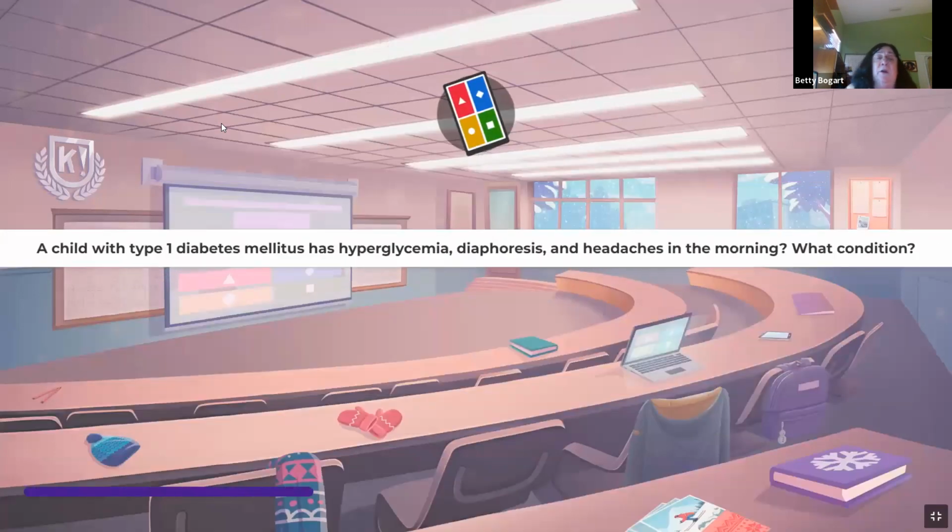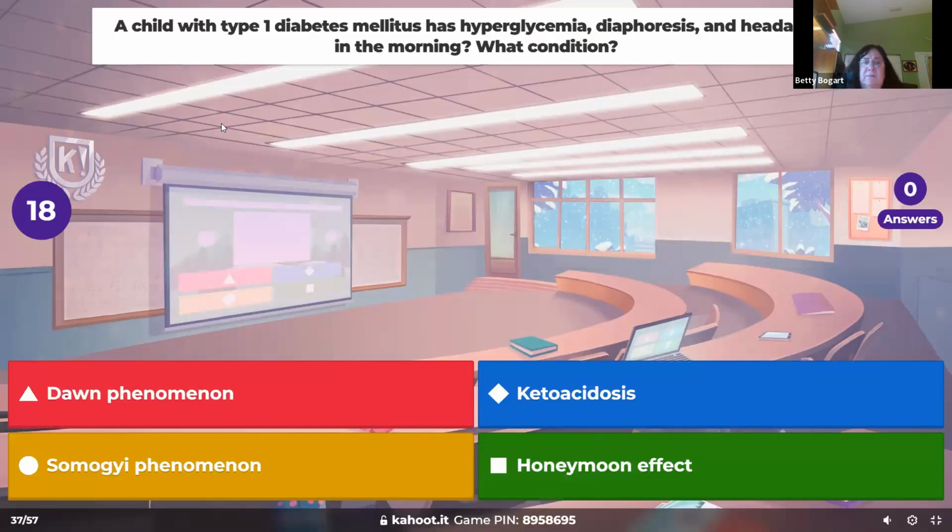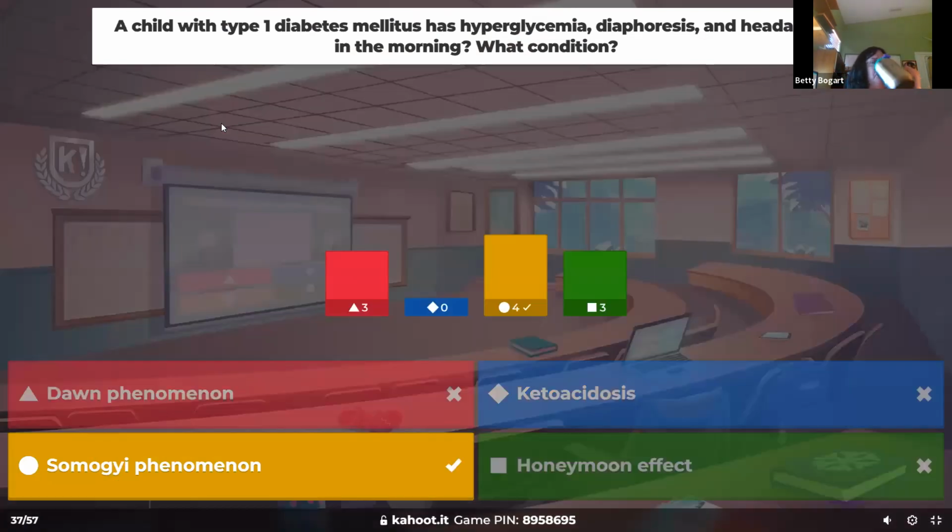A child with type 1 diabetes has hyperglycemia, diaphoresis, and headaches in the morning. What is this called? That one is called Somogyi phenomenon. So they go hypoglycemic during the night, but by the time they wake up, their blood sugars are elevated.